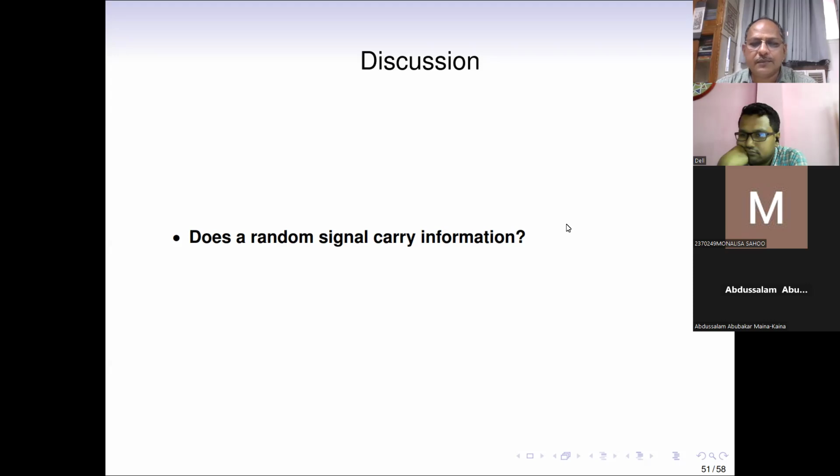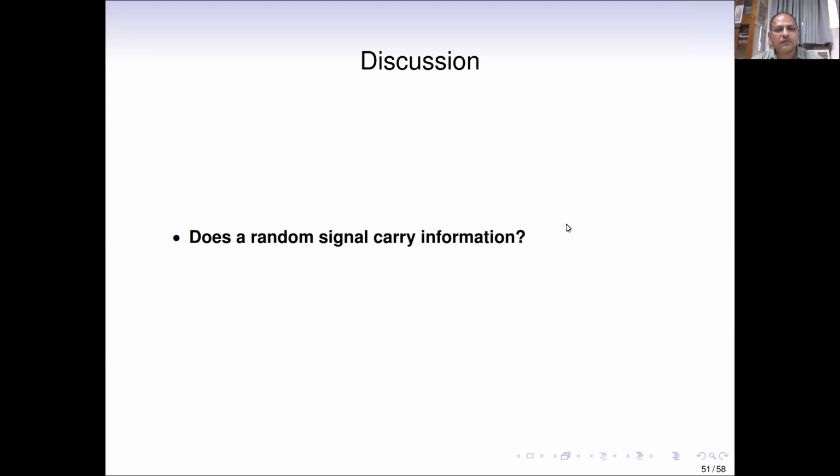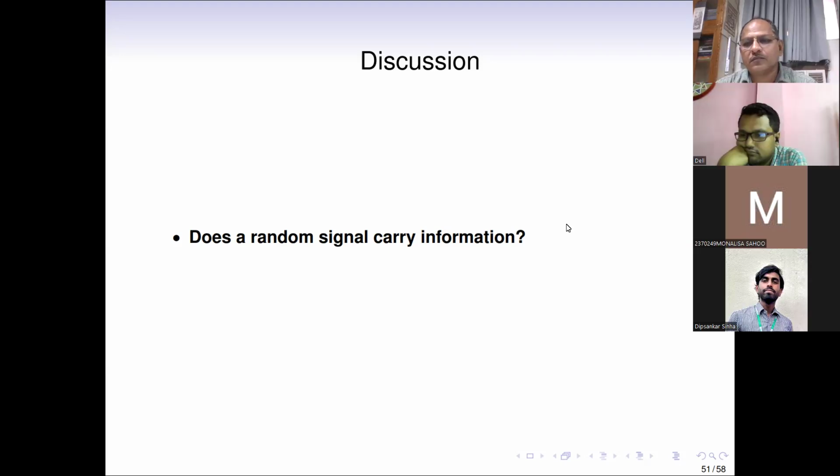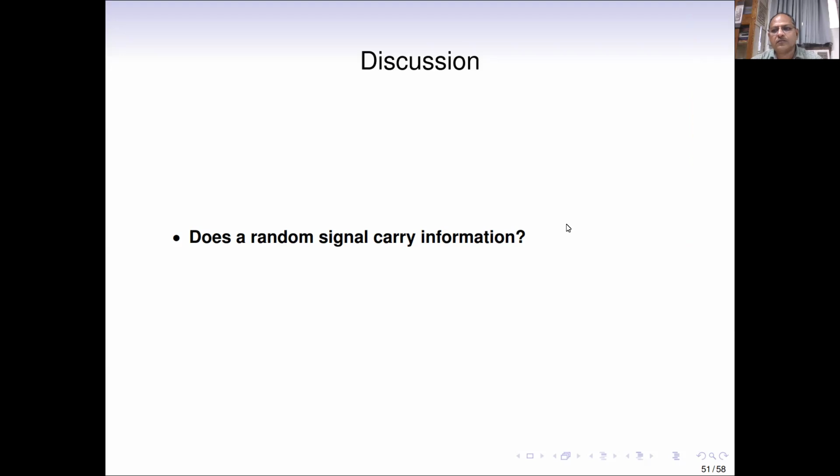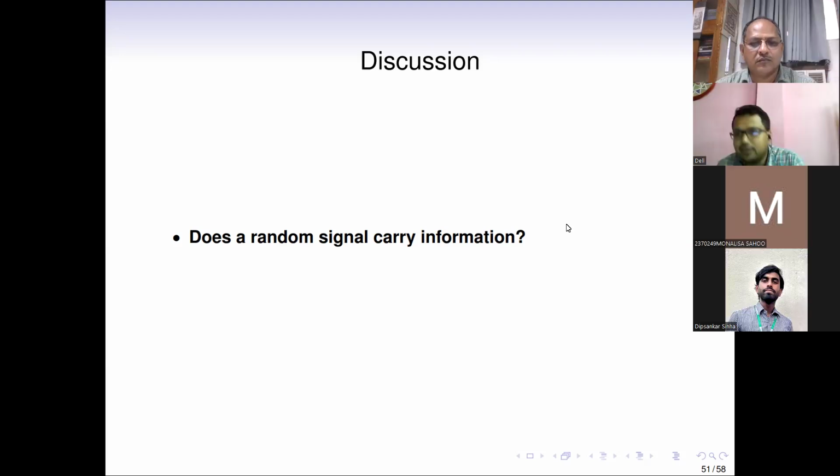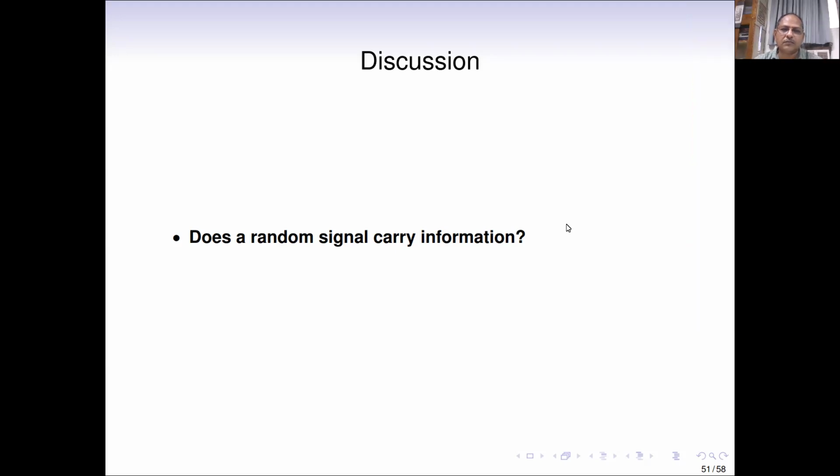Yes, anyone? Random signal means what? Periodic signal or any signal? No, random signal is not periodic. Random signal means any signal which is random. Suppose we are generating one signal now, after 1 second we are unable to generate the same signal. That is random. So does a random signal carry information?